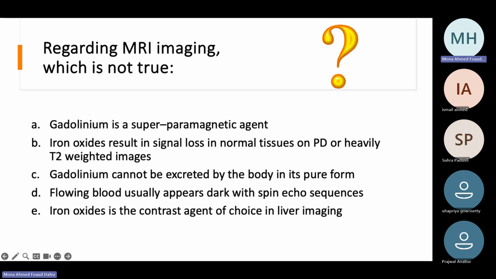Okay, let's do this MCQ regarding MRI imaging: which of the following is not true? Gadolinium is a superparamagnetic agent. Iron oxide results in signal loss in normal tissue on proton density or heavily weighted T2. Gadolinium cannot be excreted by the body in its pure form. Flowing blood usually appears dark with a spin echo sequence. Iron oxide is the contrast agent of choice in liver imaging. What do you think is not true among these 5? You can write in the chat, and please tell me if you want me to repeat anything.